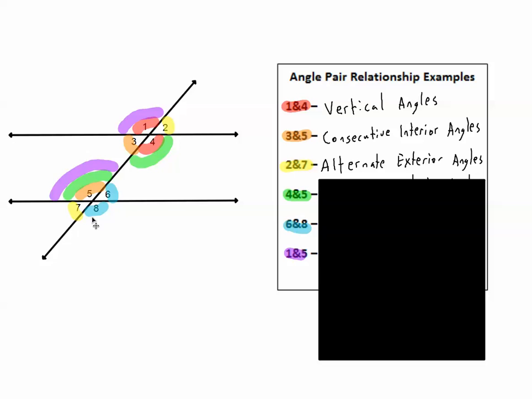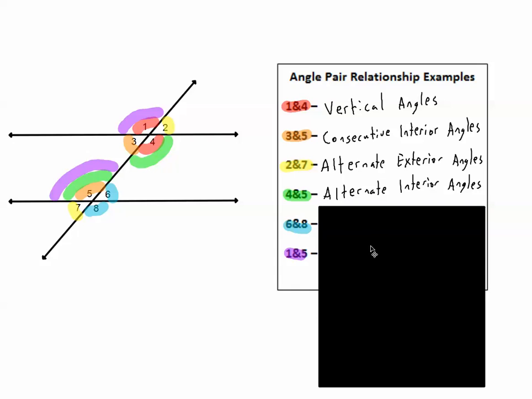4 and 5 in green, right here and right here. Again, these are both on the interior, and you'll notice 5 is on the left side of our transversal, 4 is on the right. This makes them alternate interior angles.